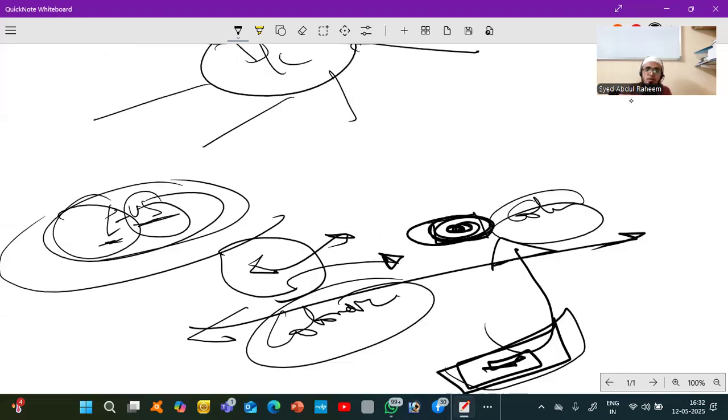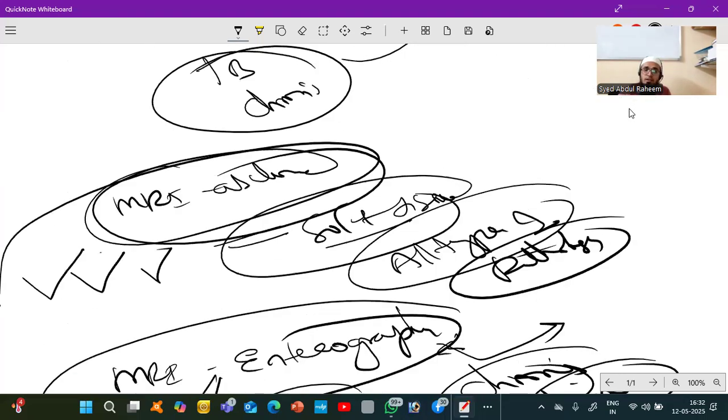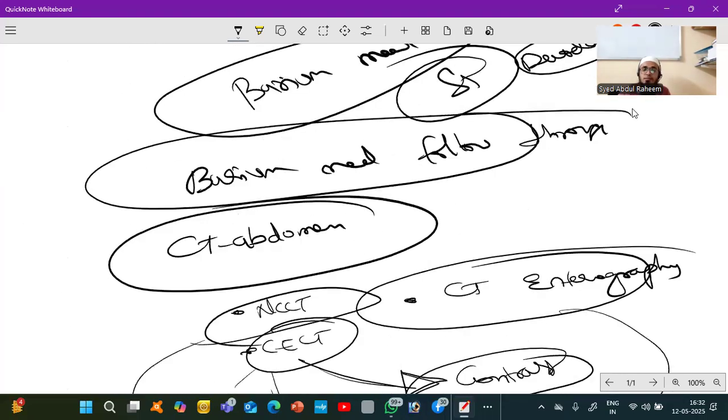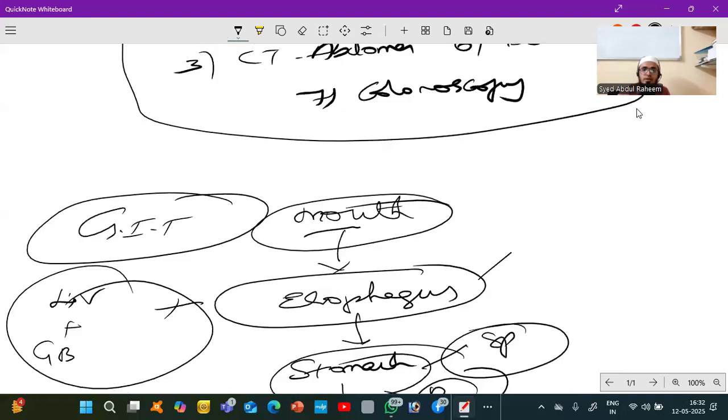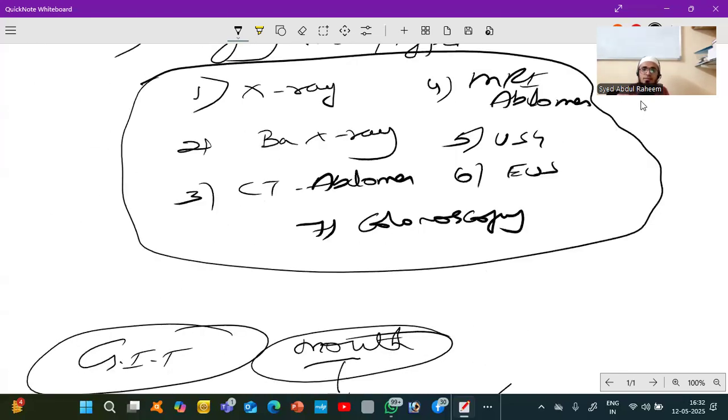So these are the different types of scans available for different types of pathologies. Okay, so we have to understand that. According to the condition of the patient, we have to advise the patient. So if a patient comes to your clinic with severe abdominal pain, what is the best scan, the investigation of choice? Answer, please.